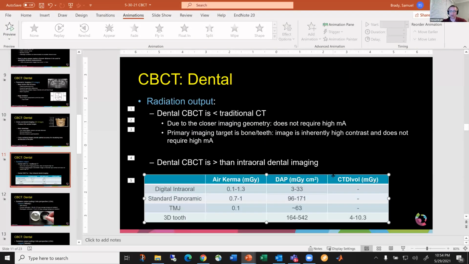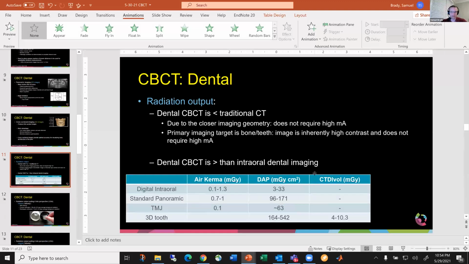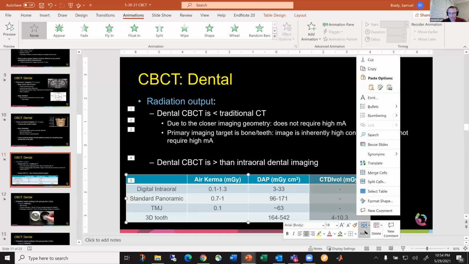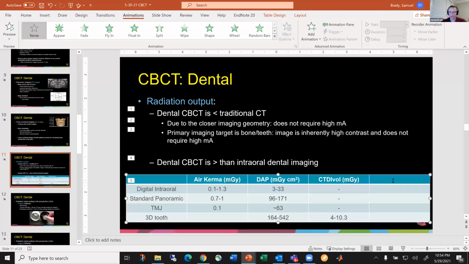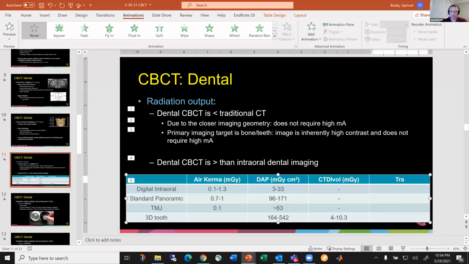One thing I probably should have done is added one more column right here. So this would be your traditional CT. When you're looking at the face down here, just the mouth, we're talking somewhere in the 15 to 25 range.